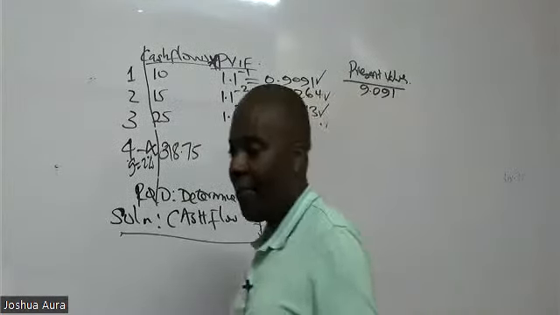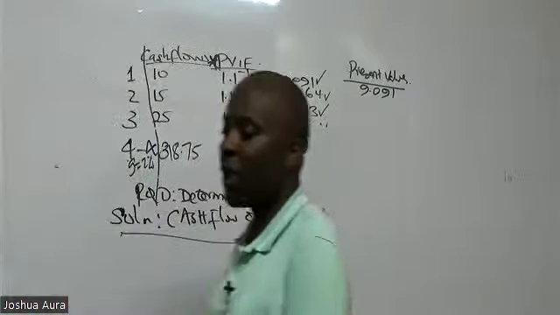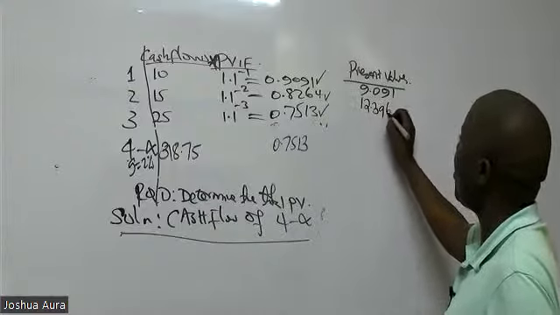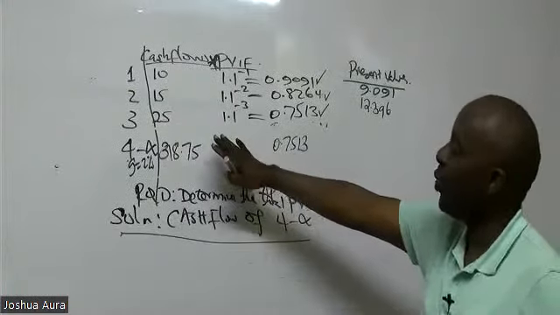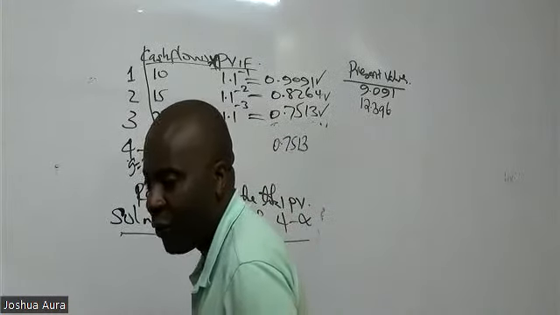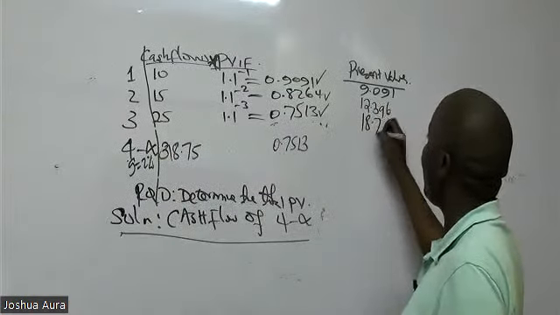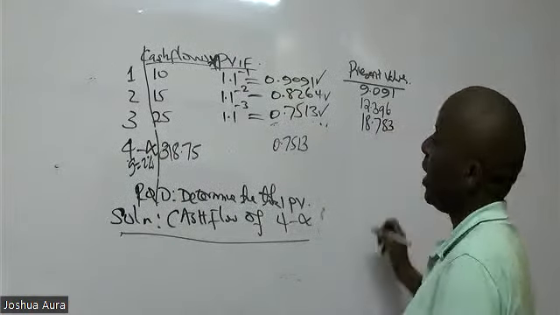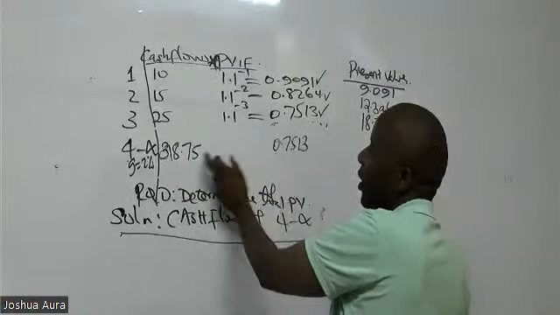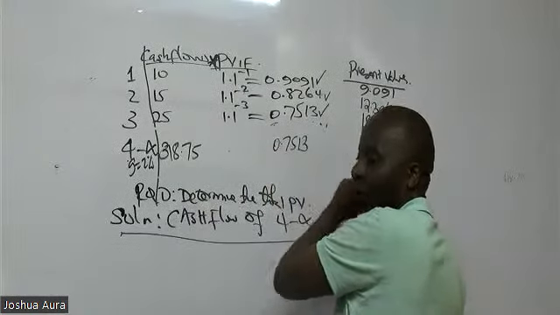And then the second one will be 15 times this. Please ensure you're asking questions without fearing. 12.396. Thank you very much. And then we have year 3, which is 25 times this. So we have 25, 18.783. And then lastly, we have now this 318.75 times this 0.7513.